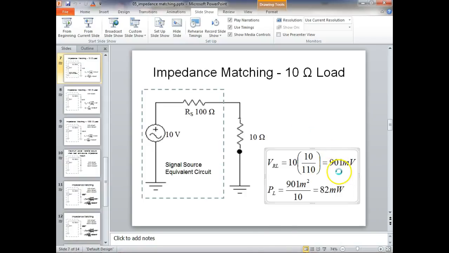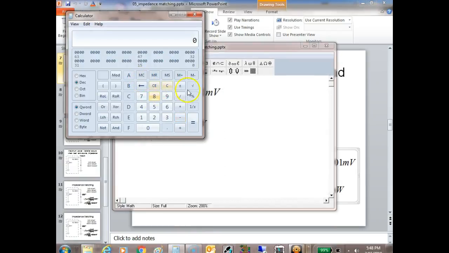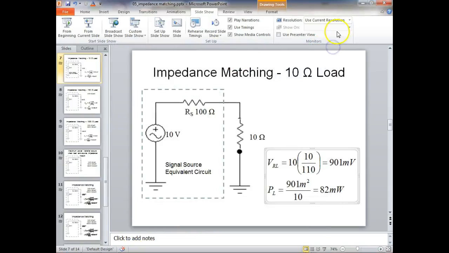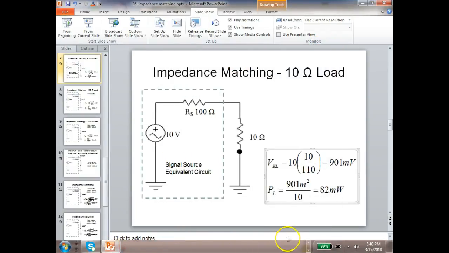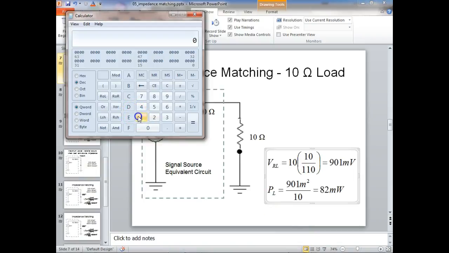I'm listening. I don't want to do this right now. So wait a second, let me bring up my calculator. I think I got it up already, right? So 10 divided by 110 equals that.